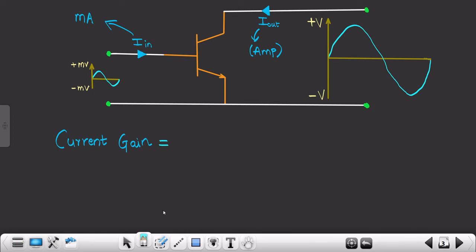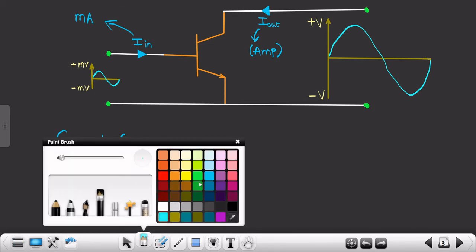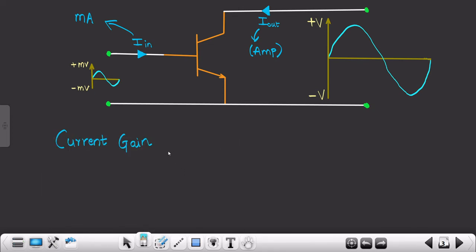Current gain, and basically current gain is equivalent to I out by I in. So your output current is in a few amperes, right? At the input side you are getting a few milliamperes, right? So again the gain is 1000.